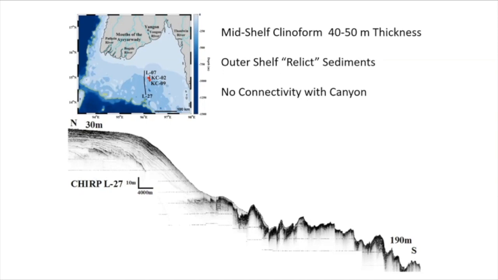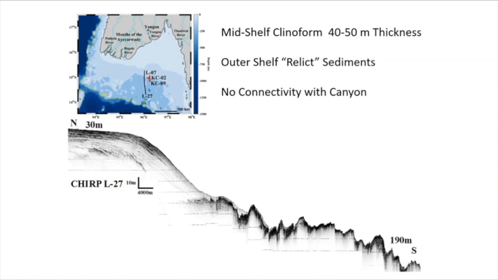If you go out onto the shelf, this is transect 27, and you can see these nicely layered deposits here, very thick. This is about a 50-meter thick deposit. And I can tell you from coring it and also from its acoustic signature that it's all mud. So this is the offshore mud deposit that I was referring to earlier. And this is likely a sink for organic carbon coming down these rivers.